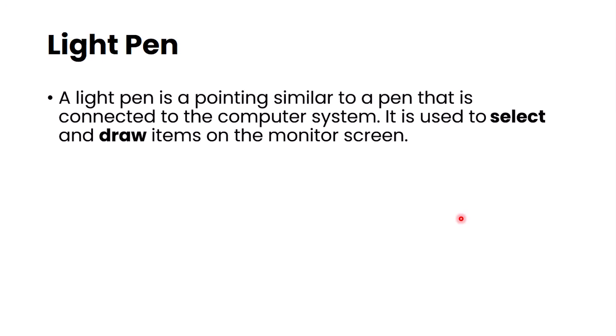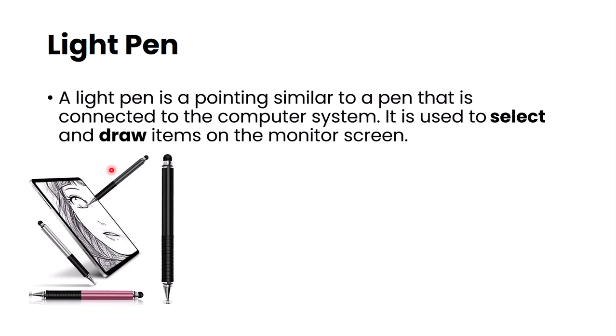A light pen, just like the name suggests, looks like a pen. A light pen is a pointing device, similar to a pen, that is connected to the computer system. It looks like a pen, and it is connected to the computer system. So it is used to select items on the monitor screen. It can also be used to draw on the monitor screen.